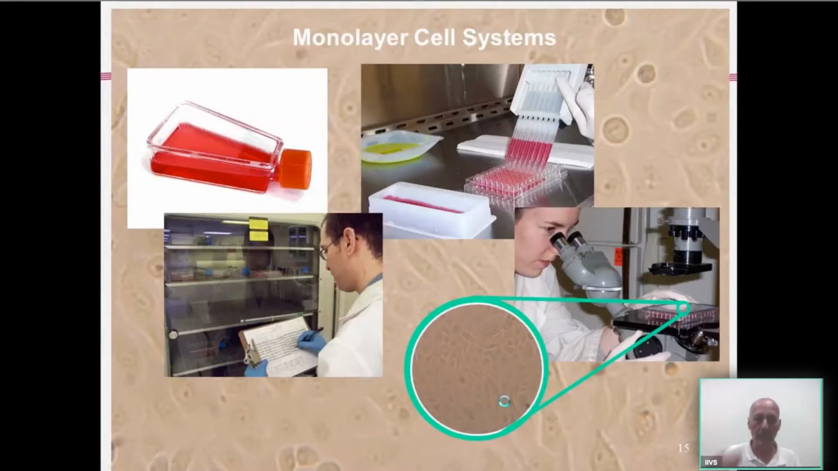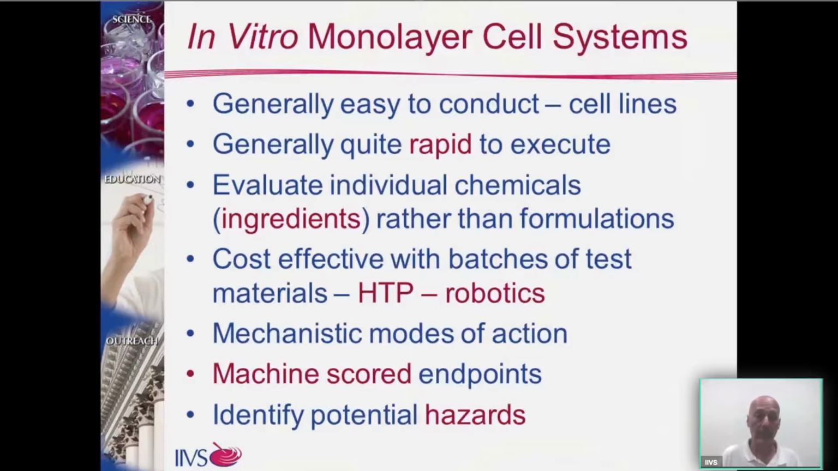These in vitro monolayer cell systems are generally very easy to conduct, and oftentimes we utilize cell lines, perhaps more appropriately primary cells, in the test method. They're generally quite rapid to execute. They're very well amenable to high throughput robotics. These methods are typically used for evaluating chemicals or ingredients rather than formulations, the latter being difficult and challenging sometimes with aqueous soluble systems, particularly if you have hydrophobic ingredients.